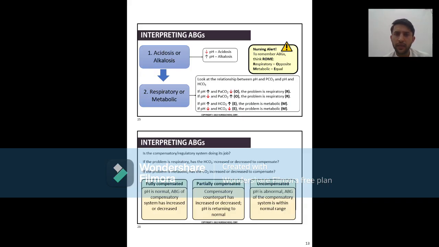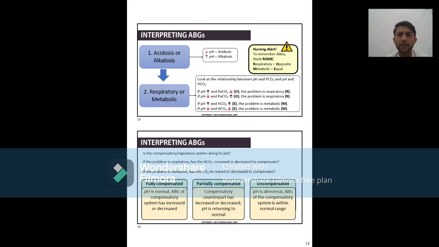What does it mean? If the patient is in a respiratory condition, for example respiratory acidosis, the pH will go down and PaCO2 will go up. If the pH goes up and PaCO2 goes down, the problem is respiratory. If the pH goes down and PaCO2 goes up, the problem is respiratory. As we discussed in the formula above, ROME means respiratory opposite and metabolic equal.